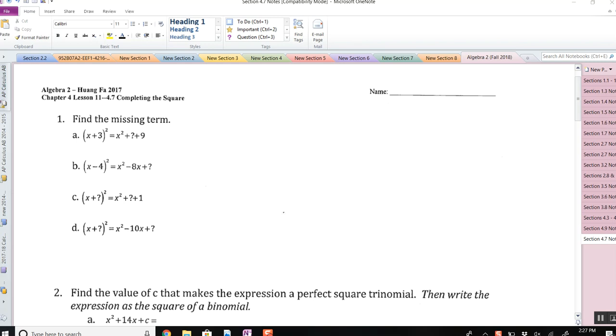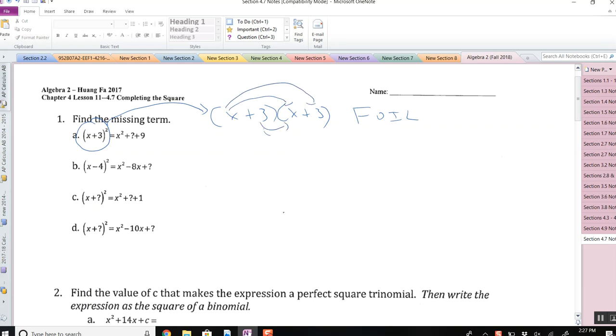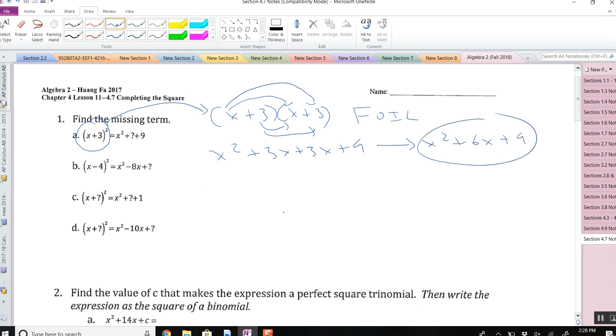Anyway, we're asked to find the missing term. If we look at what we've got here, we have x plus 3 squared. Remember, that's x plus 3 times x plus 3. Anything that's squared, you multiply by itself. This requires the FOIL process. What is the FOIL process? First, outside, inside, last: x squared plus 3x plus 3x plus 9. Combine like terms and you get x squared plus 6x plus 9. So of course, the term in the middle is 6x.